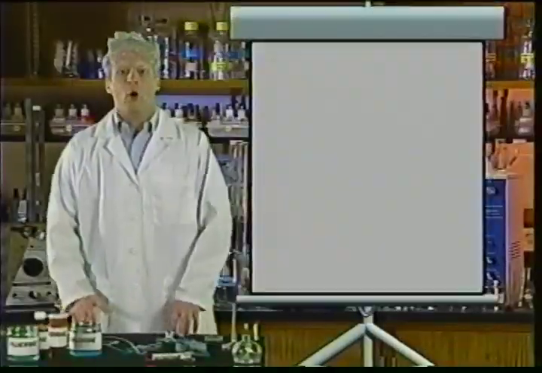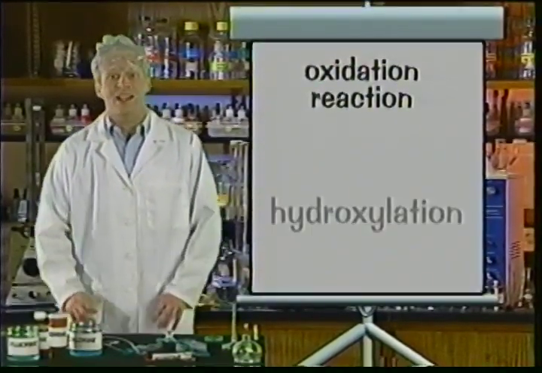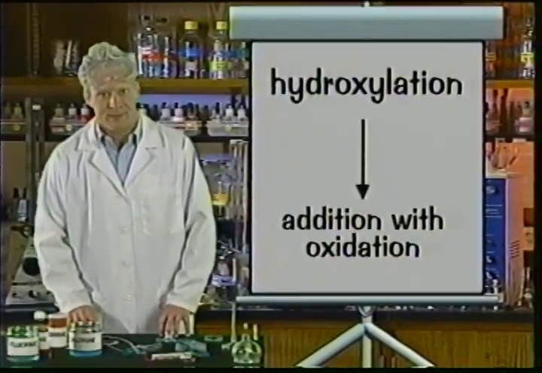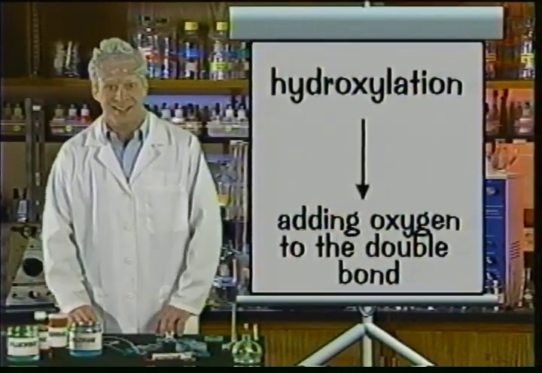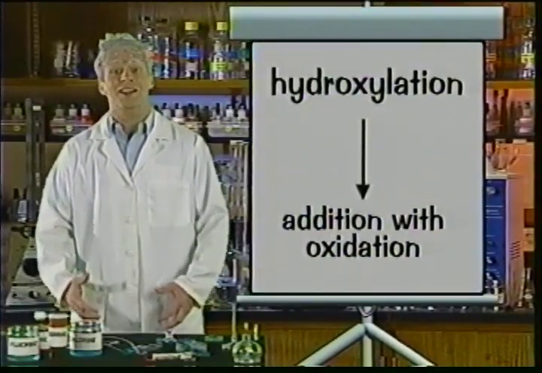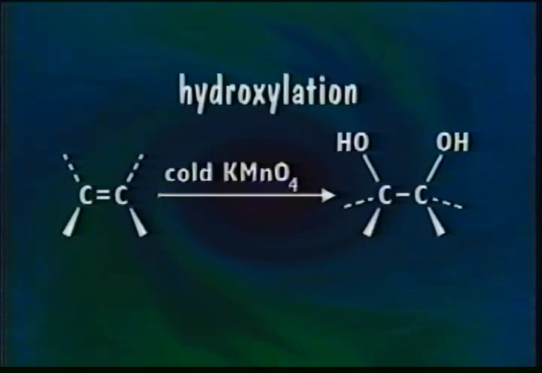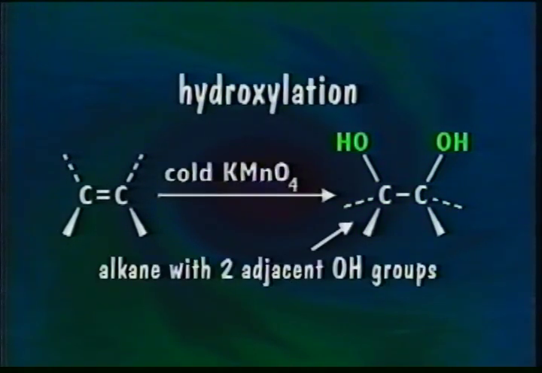Okay, the first type of oxidation reaction we're going to look at is hydroxylation, which is an addition reaction with oxidation. So essentially, we're adding oxygen to the double bond. Get it? Addition with oxidation. This reaction is called hydroxylation. Basically, all we're doing is adding 2 OH groups to an alkene. Our product is just an alkane with 2 adjacent OH groups.